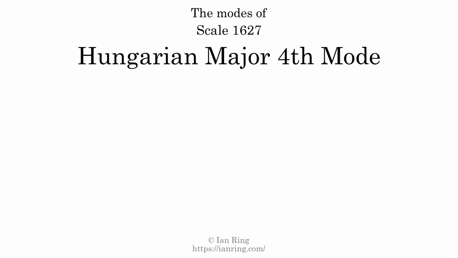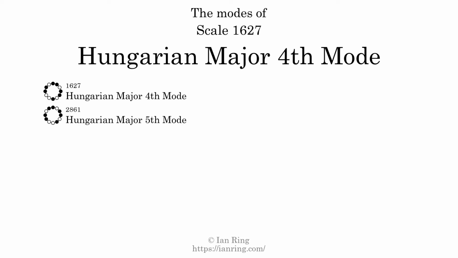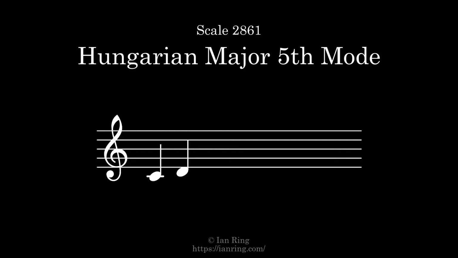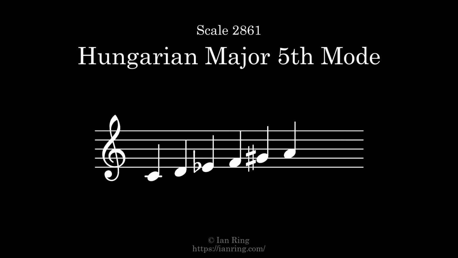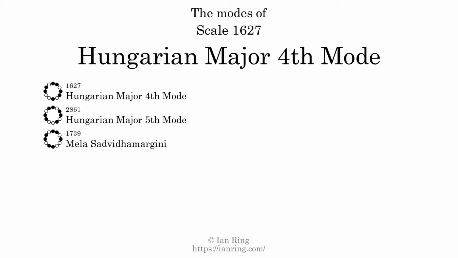This scale has 7 modes. The first mode is itself. The second mode is scale 2861, also known as Hungarian Major 5th Mode. It sounds like this. The third mode is scale 1739, also known as Milas-Abad homogeny. It sounds like this.